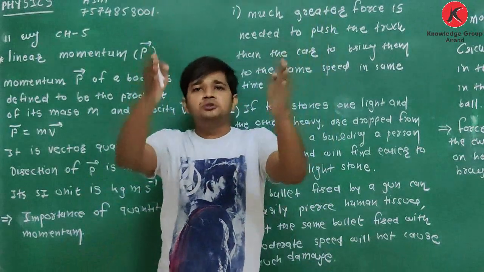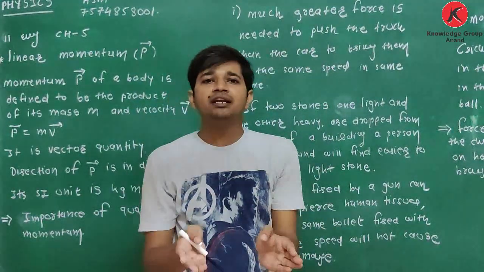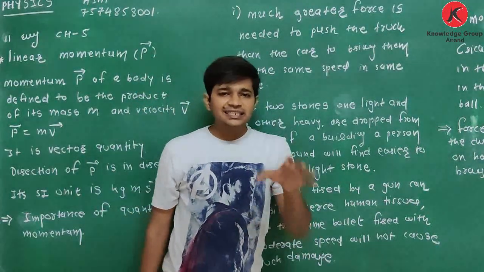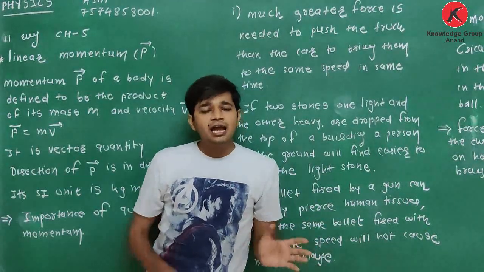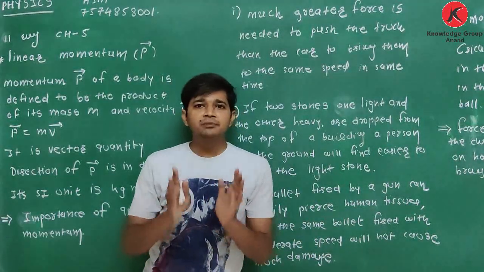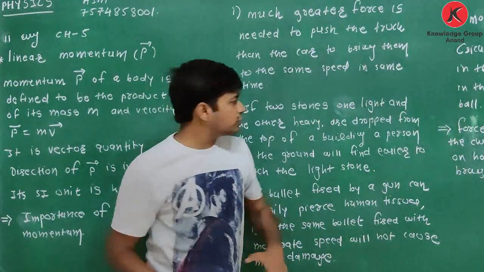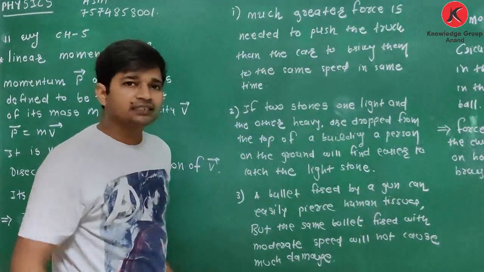If two objects are moving with the same speed but having different mass, then we can easily catch the object having light mass. For a heavier object, we need much greater force. Clear about this? So in these two cases, there is importance of mass.